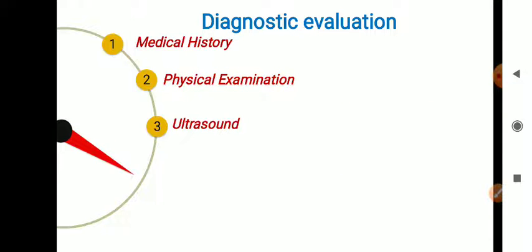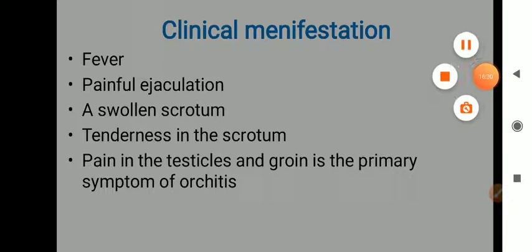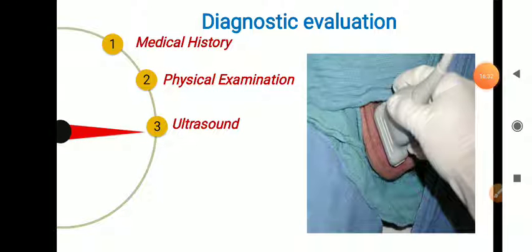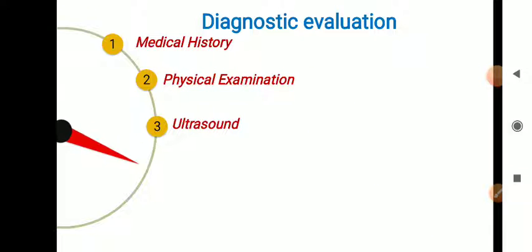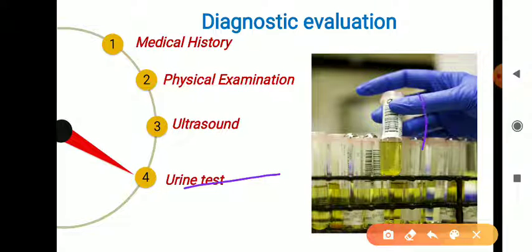Next diagnostic evaluation we will see is the urine test. The urine should be analyzed to see if anything is abnormal or to find out any pathogen. I am repeating, in the urine test, the urine should be analyzed to see whether anything is abnormal or any pathogen is present in the urine.